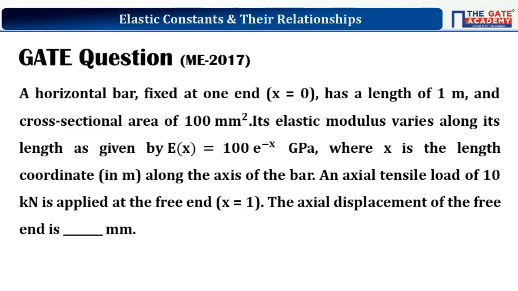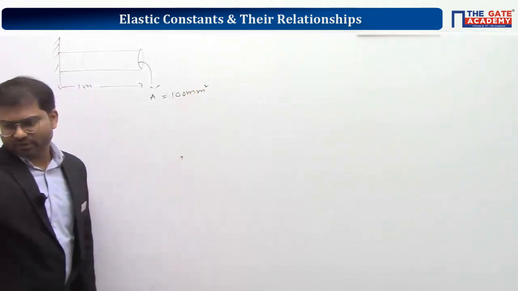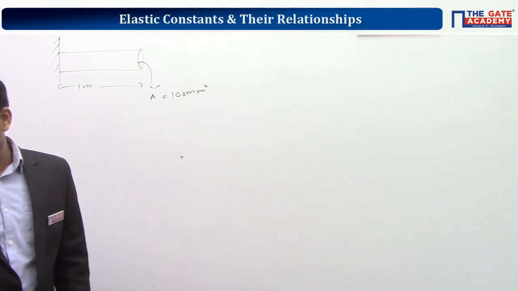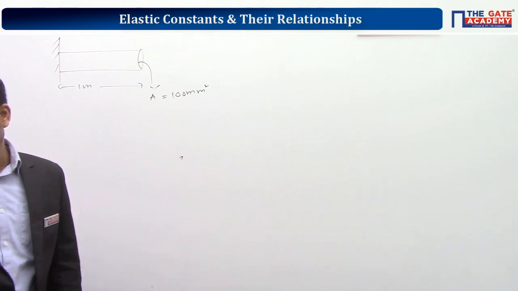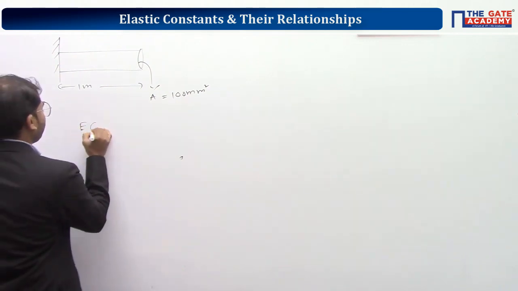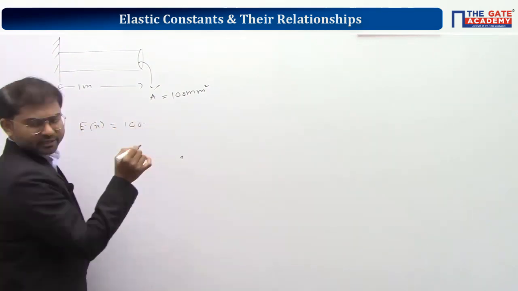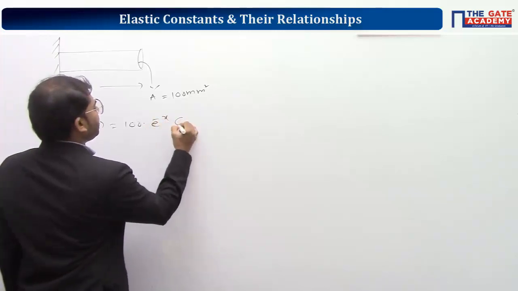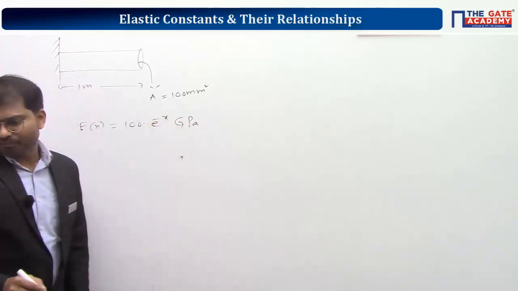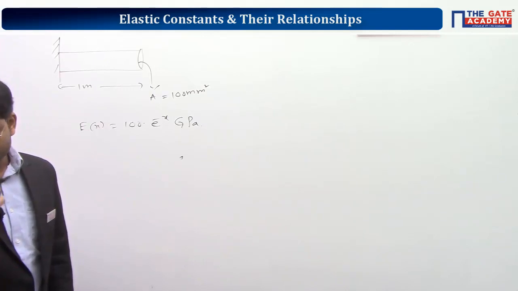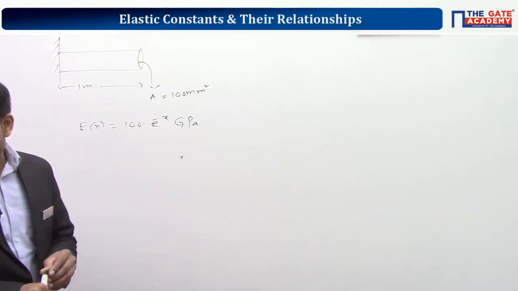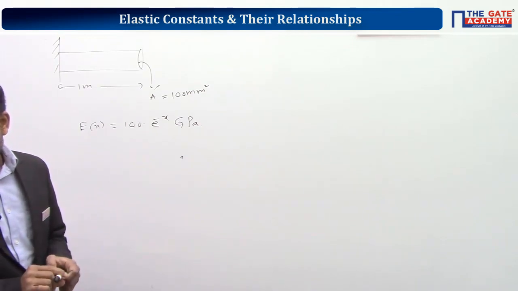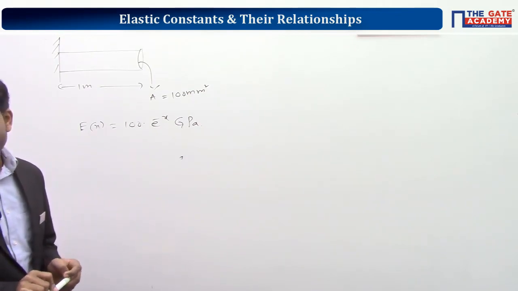Cross-sectional area is 100 millimeter square. So area is equal to 100 millimeter square. Its Young's modulus varies along its length as given by E of x is equal to 100 into e power of minus x gigapascal, where x is the length in meters along the axis of the bar. An axial tensile load of 10 kilonewton is applied at the free end, x is equal to 1.